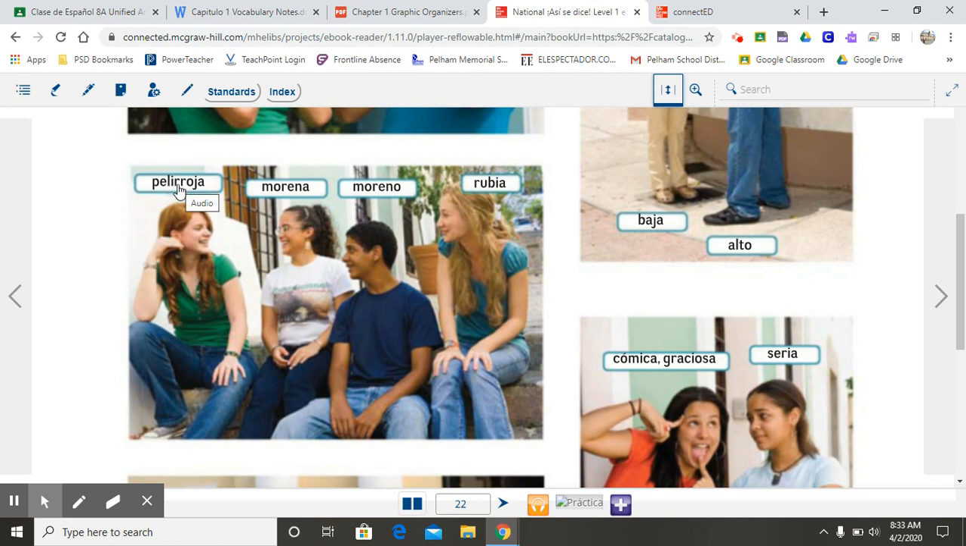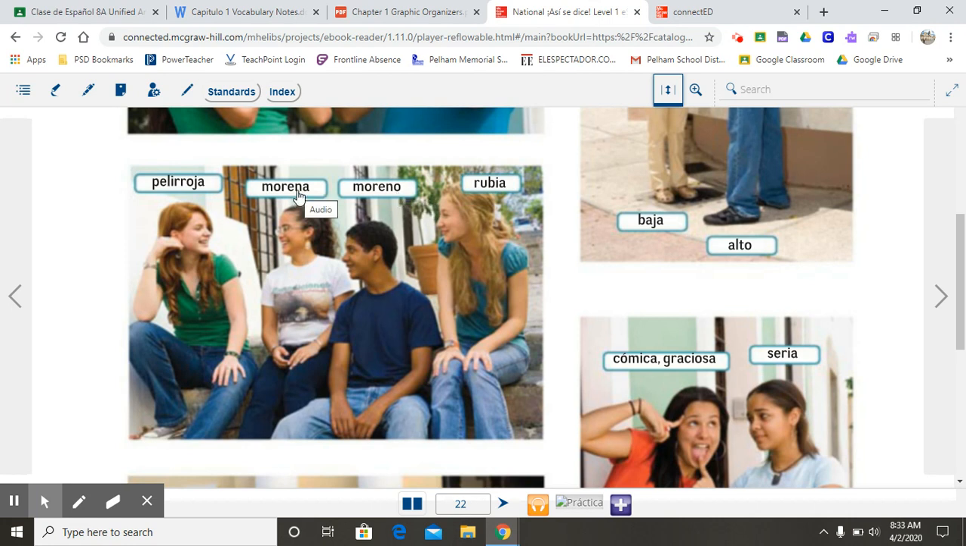Okay. It would be peli rojo if it was a boy. All right. Now here, these guys both have dark colored hair, so we're going to say almost like brunette. So morena and moreno. Notice again, woman or female is going to have an A at the end, masculine or male, O at the end. All right.